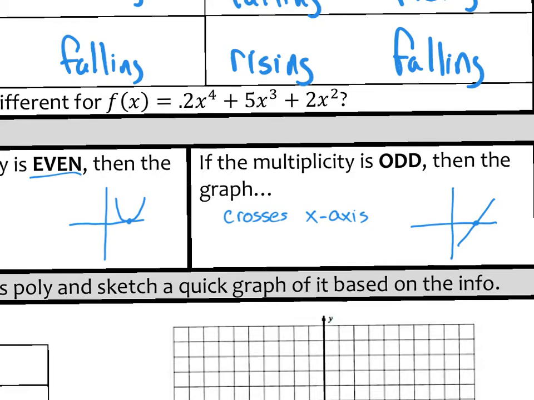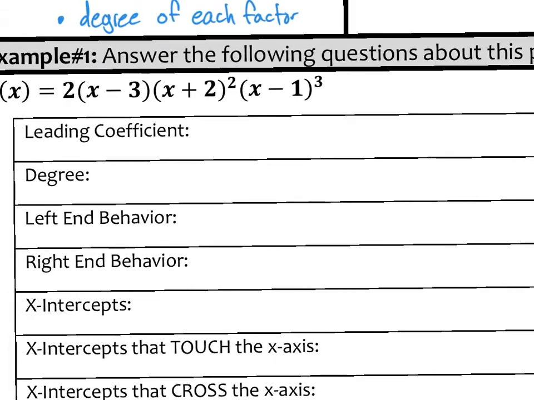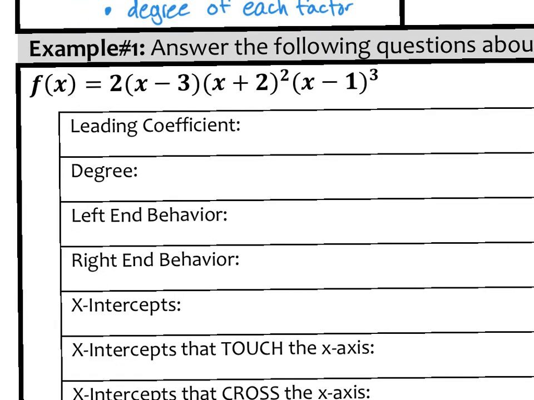Okay, so let's go ahead and do this first example. If we look at it, we have 2 times (x minus 3) times (x plus 2) squared times (x minus 1) to the third. So the leading coefficient is the 2 here, which is positive. The key takeaway from this leading coefficient is whether it's positive or negative, because that's what we're going to use to determine the end behavior.